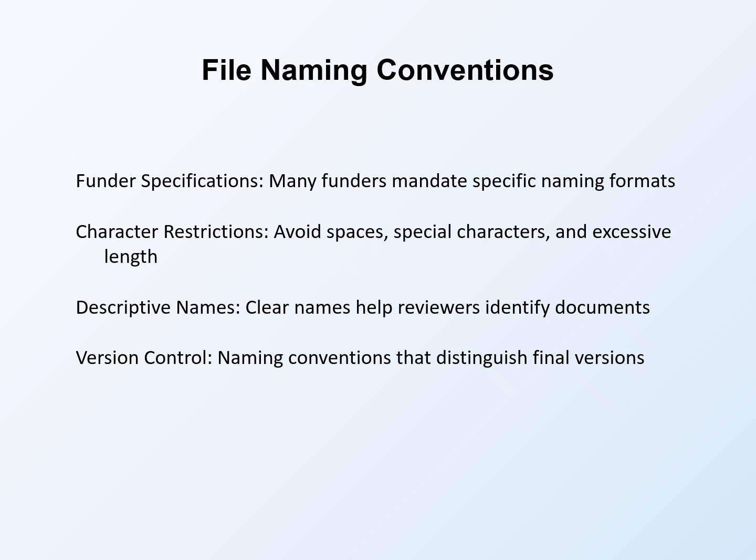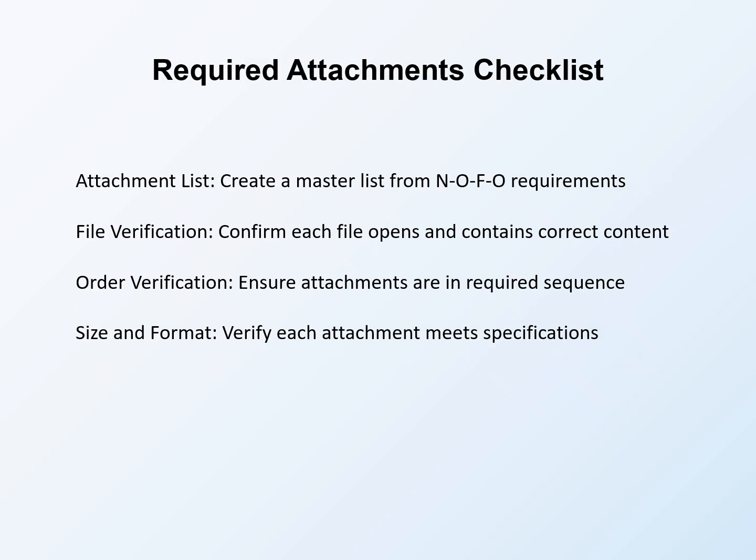During development, you may create many versions of each document. Establish naming conventions that clearly identify which version is final for submission. Include dates or version numbers in working file names, but ensure final submitted files match funder naming requirements rather than your internal conventions. Attachments are frequently missing or incorrect in submitted applications.